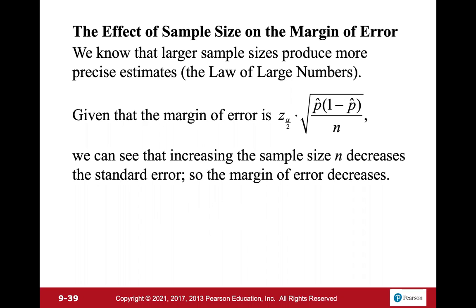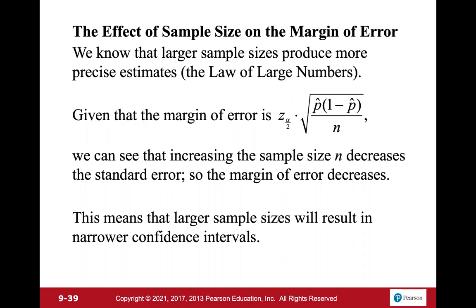So we can see that increasing the sample size n decreases the standard error. So the margin of error decreases. So the smaller the standard deviation, or the larger n, the smaller the margin of error. This means that larger sample sizes will result in a narrower confidence interval.